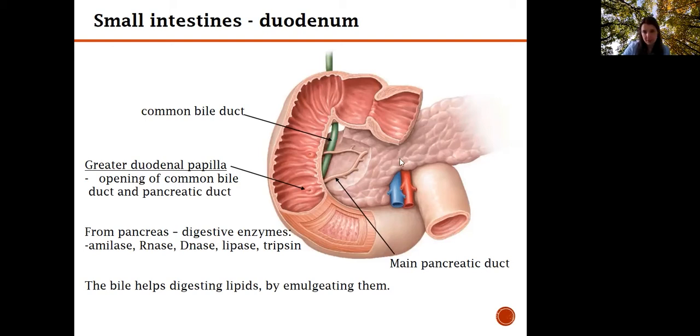gallbladder. Okay, so from the pancreas, digestive enzymes arrive into the duodenum like amylase, lipase, trypsin, chymotrypsin. All these enzymes will be produced in an inactive form, and then they will be activated inside the duodenum, and actually this protects the pancreas from autodigestion. So the bile and these digestive enzymes usually arrive and open together into the duodenum through the greater duodenal papilla.